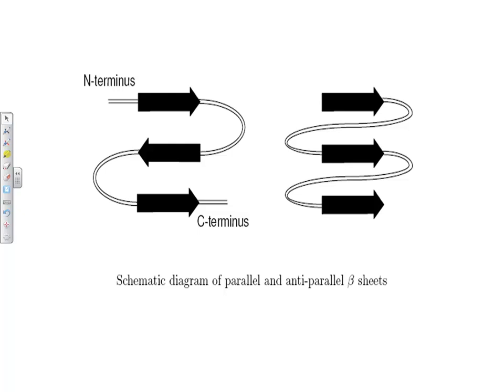And again, this diagram is a poor diagram. If you want to look at good diagrams, look in the book or on the internet. Type alpha helix, type beta sheet. It will give you much better diagrams. This is my drawing, from the book. I simplified it because I just want to get the main message across.